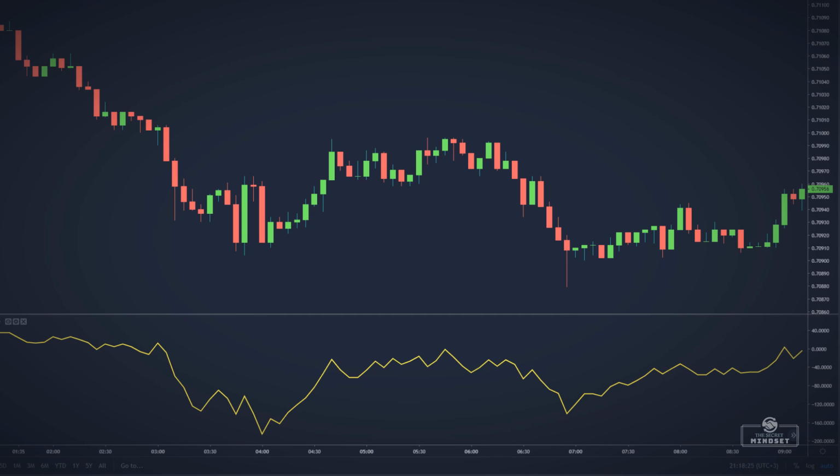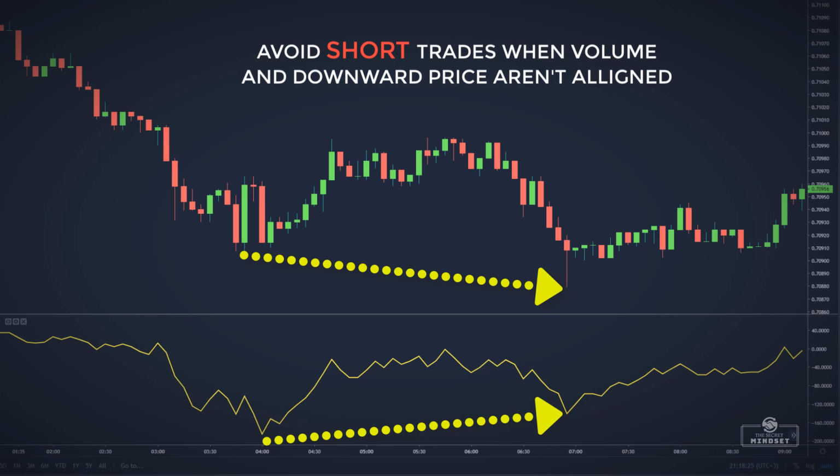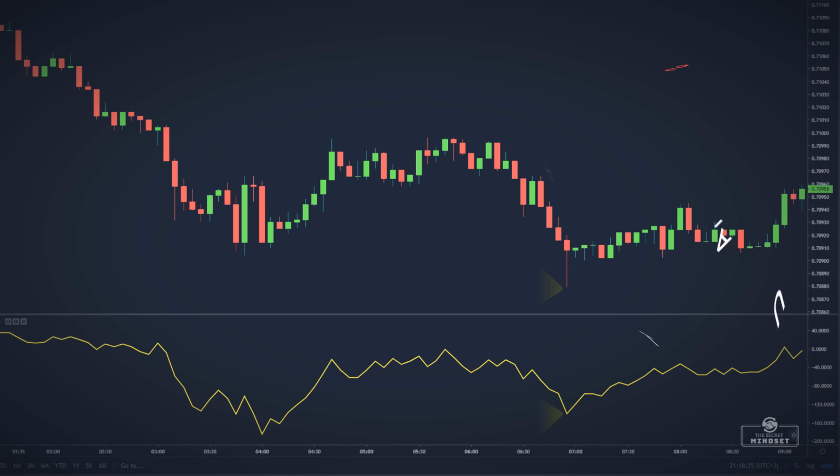So when you see a rising OBV in divergence with a downward price action, you should be careful adding short trades because the buyers are adding more positions on the market.